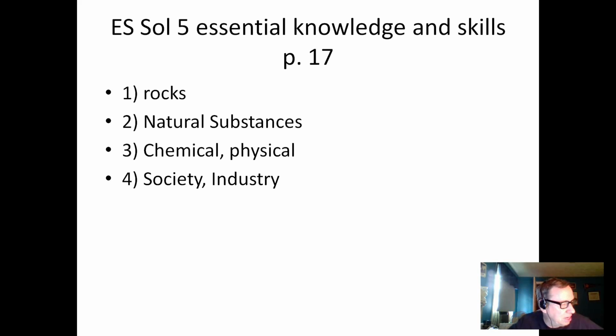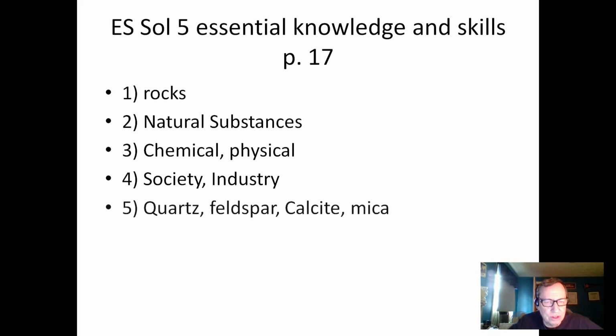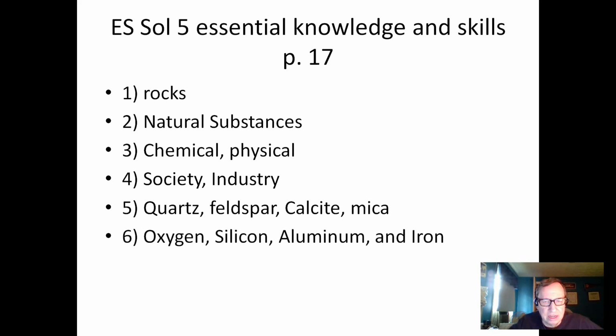Number 5, the major rock-forming minerals include, well, that would be quartz, feldspar, calcite, and mica. Number 6, the main elements in the Earth's crust are oxygen, silicon, aluminum, and iron. You recall that we talked a lot last week about oxygen, silicon. It makes up 75% of the Earth's crust.